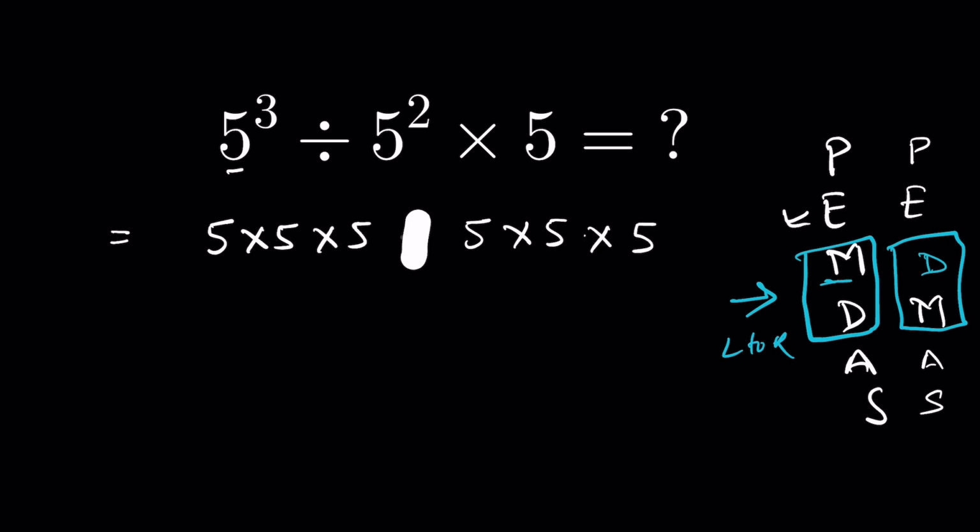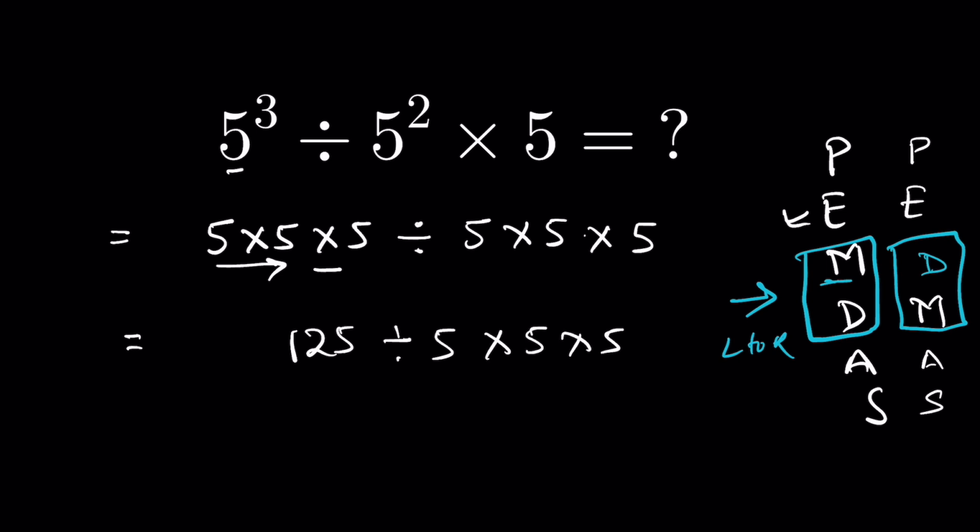But if you expand it like this and then you start solving from left to right, then left to right is 5 times 5, 25. Then this multiplication, 25 times 5 is 125. Then division, then times 5, then times 5. From left to right again it is division first. So it will be 125 upon 5.